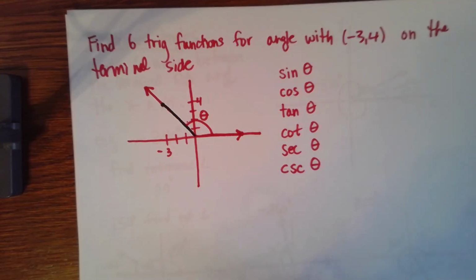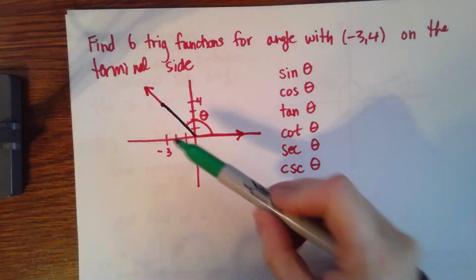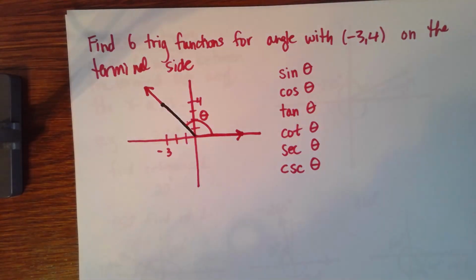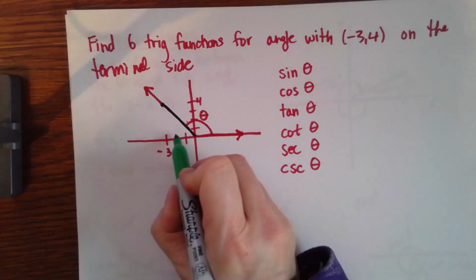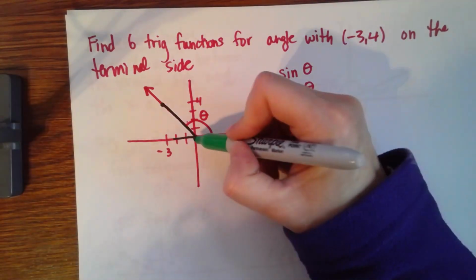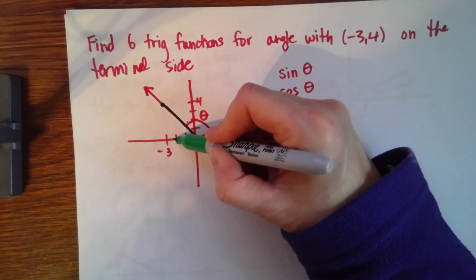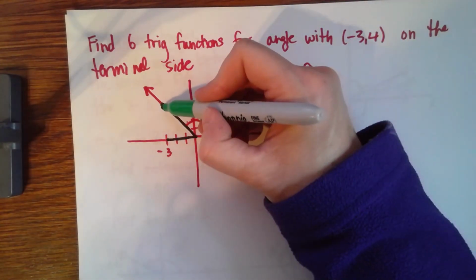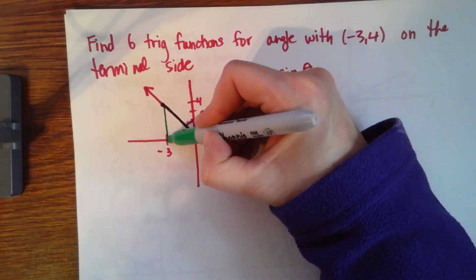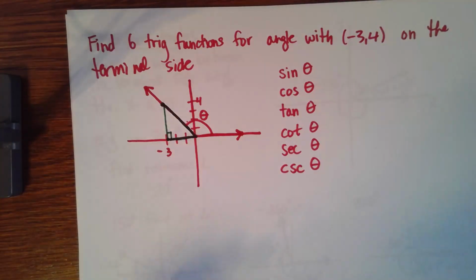Okay, and then where is our reference angle? Our reference angle is between the terminal side and the x-axis. So the acute angle between the terminal side and the x-axis is going to be this angle right here. We'll take that angle and stop it at the coordinate -3, and then drop a perpendicular so I have a right triangle. If I have a right triangle, then I can just use SOHCAHTOA to find sine, cosine, tangent, etc.